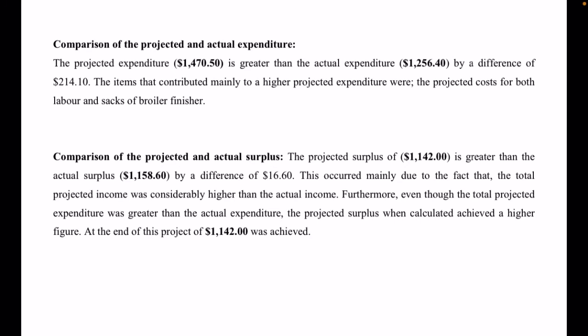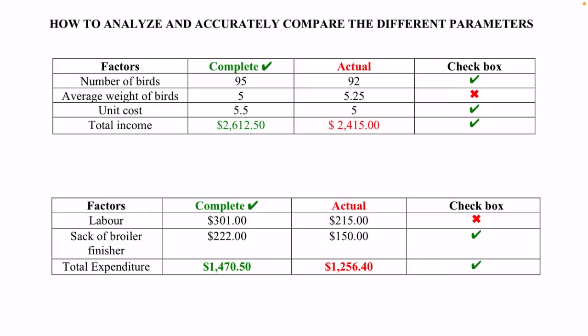Okay, so how did we come about deriving what should be said, or what should you write? How do we know what to write? Now let's look at how to analyze and accurately compare the different parameters. We know by now that each parameter, which was listed before, comprises the income, the expenditure, and the surplus.